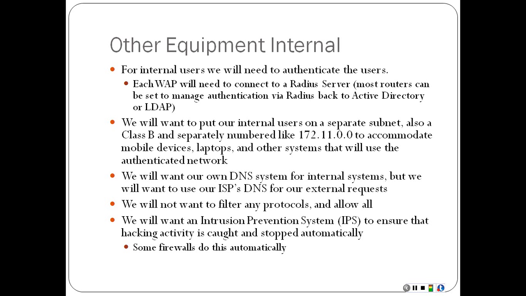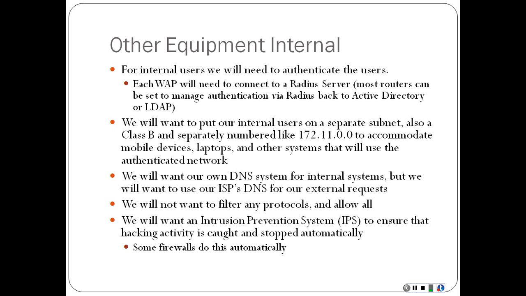We'll want our own DNS for our internal systems, so we can type in HR and end up at HR, or we can type in SharePoint and end up at our SharePoint collaboration server, right? But for anything external, we want to use our ISP's DNS because their system is big and beefy enough to manage all that for us. We don't want to filter any protocols. We want to allow everything because our internal staff are going to be going out to YouTube, surfing videos, or they're going to be building and creating videos like this and uploading them and downloading them.